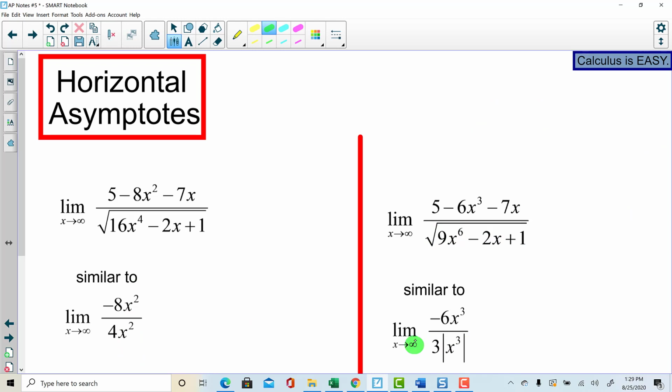Okay, let's go ahead and do the limit. We're doing the limit as x goes to infinity, so we're not plugging any negatives in. So your answer is just going to be the leading coefficients since they're both powers of 3. Final answer to this one is negative 6 over 3, which is negative 2.